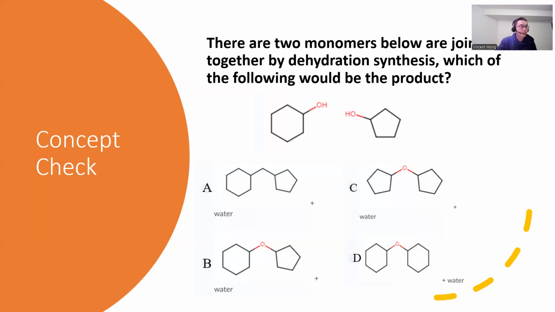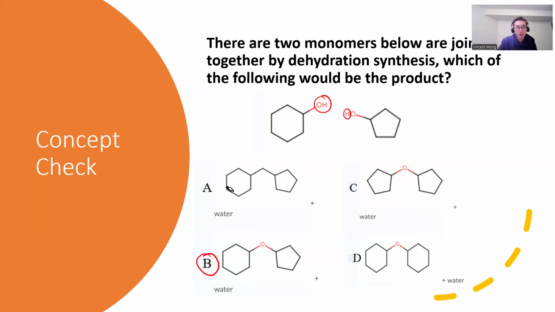There we go. Thank you for those of you who have answered. Remember, when we try to join these things together, we are going to be removing an OH from one and removing an H from the other. It doesn't matter which one you choose. Let's say you remove OH here and you remove the H, and then you'll be able to connect them together. So we're going to have a hexagon connected to the O and then to the pentagon. So the only one that matches that description is this one.